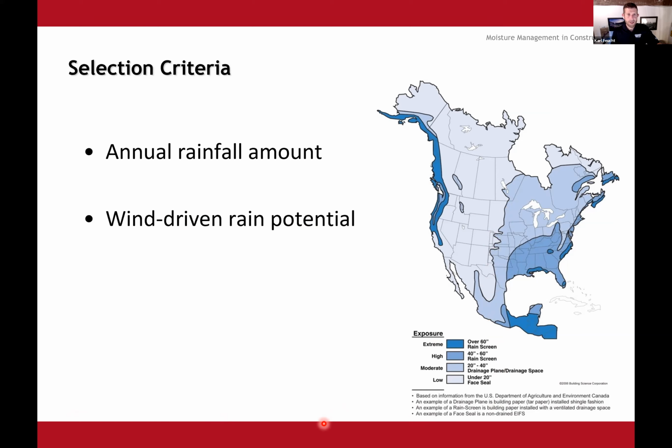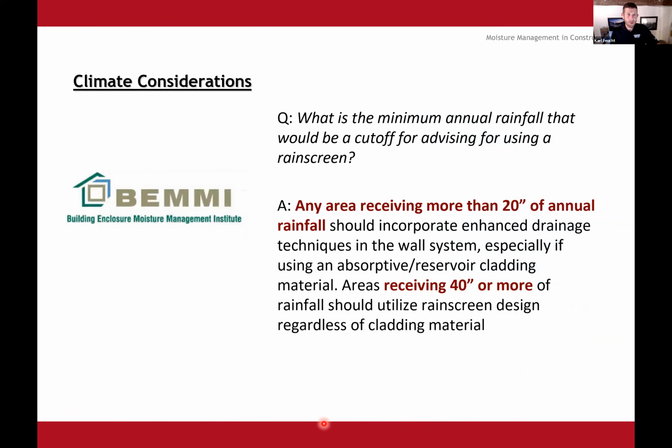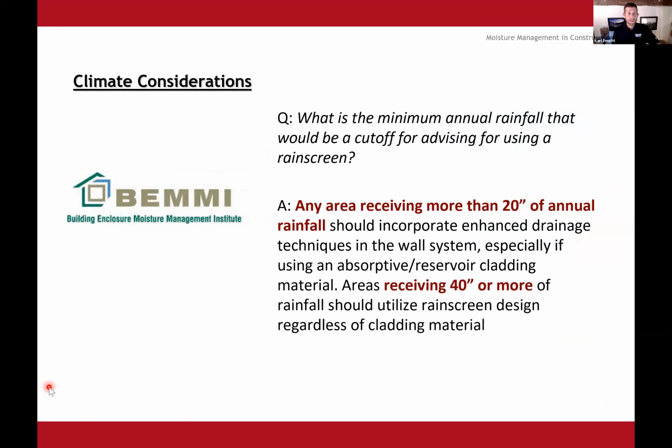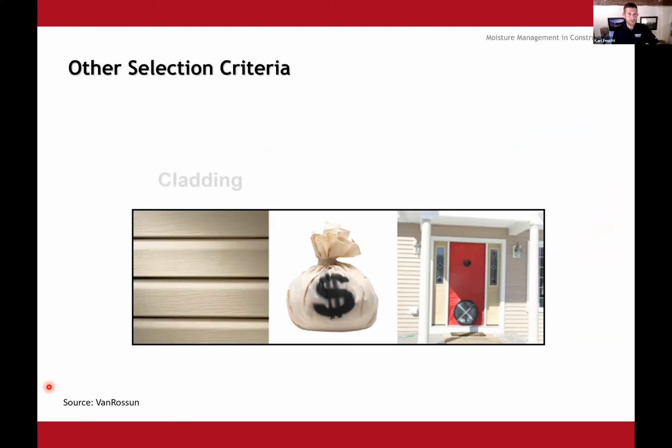So what BEMI suggests is we should be using some sort of drainage in our walls on every project. And they would go a step further and say any areas receiving 40 inches or more should use rainscreen regardless of cladding material. So 40 inches or more, a lot of us are in that range right here. And they would say rainscreen, and it doesn't matter what kind of cladding it is. So we definitely need to be considering these things as we design our projects.